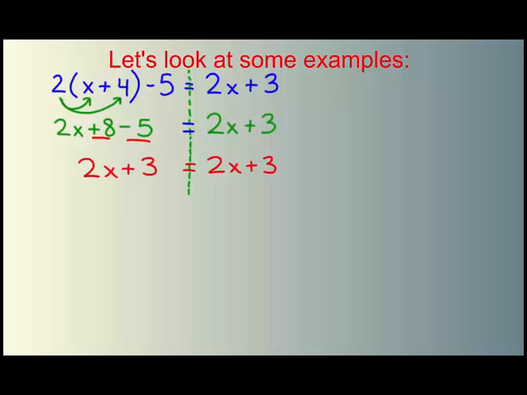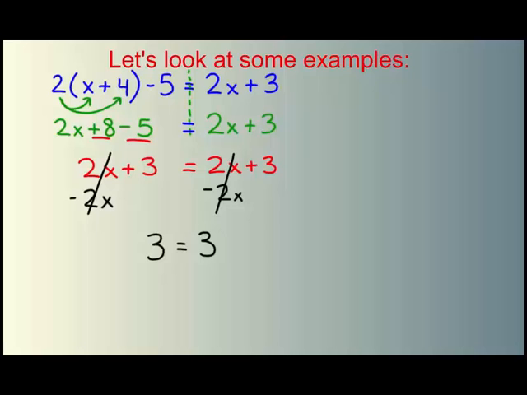Again, I can simplify that left side a little bit more by combining my 8 and my negative 5, which gives me 3. So now I have 2x plus 3 is equal to 2x plus 3. Subtract my 2x's to get my x's together, and now I end up with 3 equals 3.